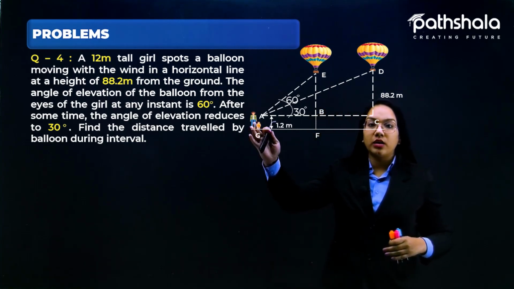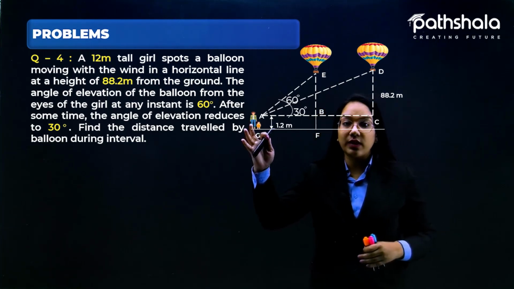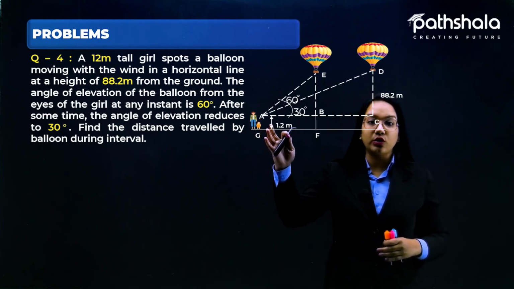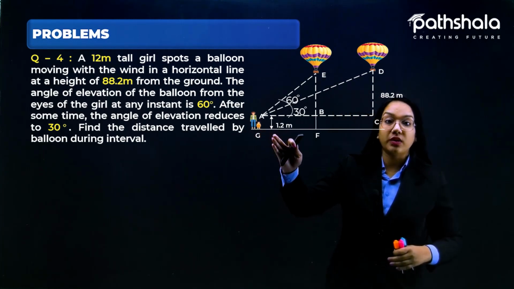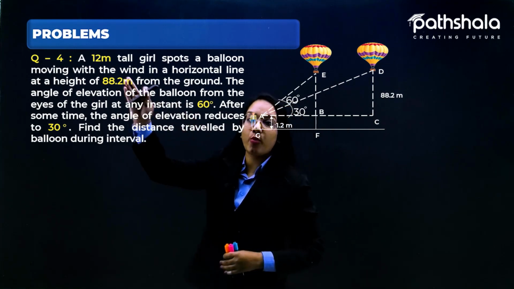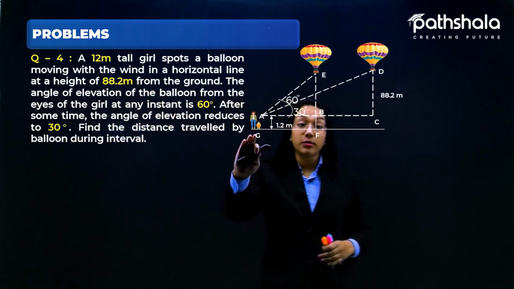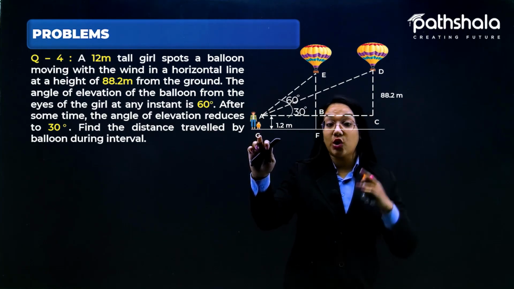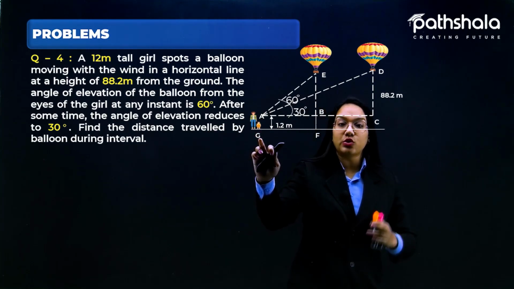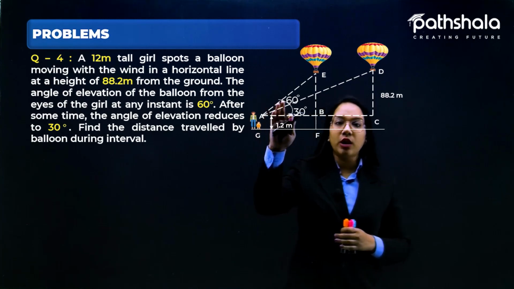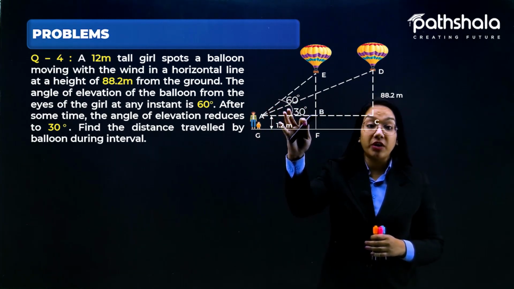So this is 12 meter, this is 12 meter tall girl. So this is actually not 12, this is 1.2 meter. So in the question, please correct it. This is a 1.2 meter tall girl. It is not 12, it is a 1.2 meter tall girl who sports a particular balloon which is moving with the wind in the horizontal line.